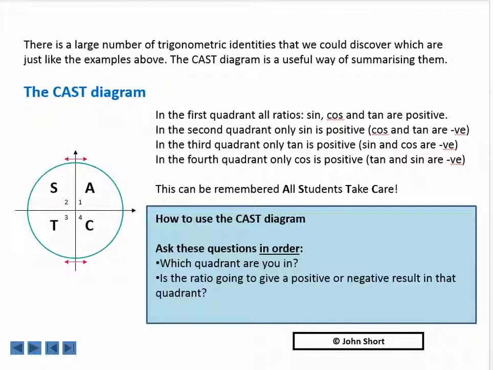We use the CAST diagram, having quickly sketched it up. Which quadrant are you in? And is the ratio going to give a positive or negative result in that quadrant? It will become very, very handy in our upcoming work.